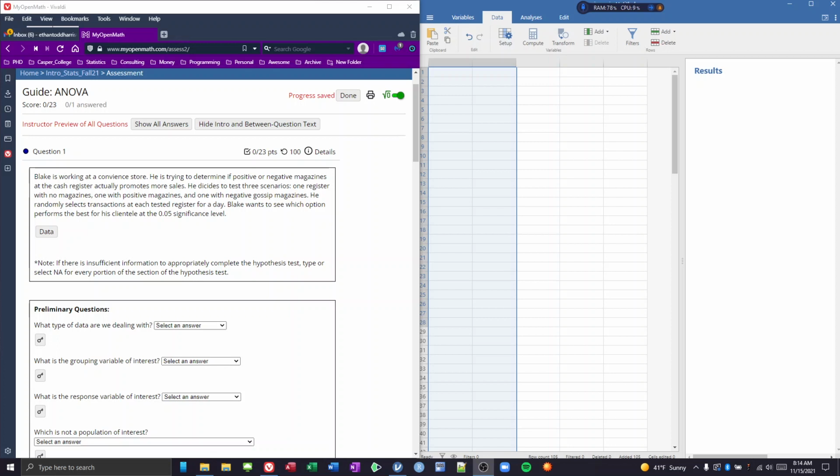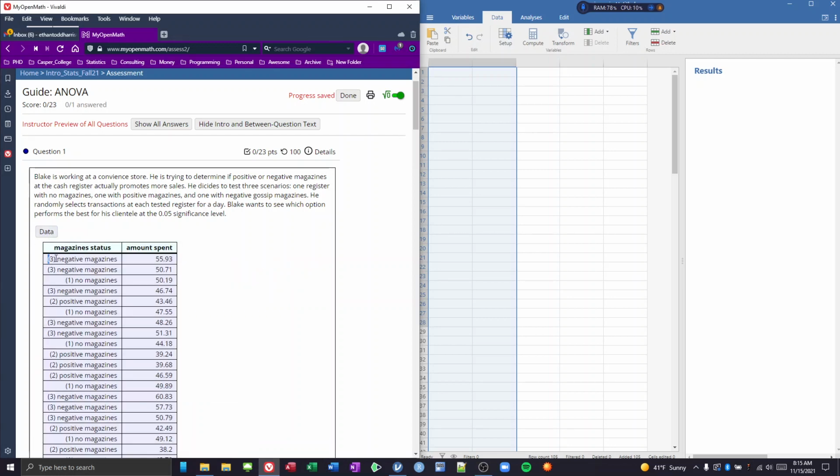He decides to test three scenarios: one register with no magazines, one with positive magazines, and one with negative gossip magazines. He randomly selects transactions at each tested register for a day. Blake wants to see which option performs the best for his clientele at the 0.05 significance level. Okay, so let's get our data into Jamovi to get started.